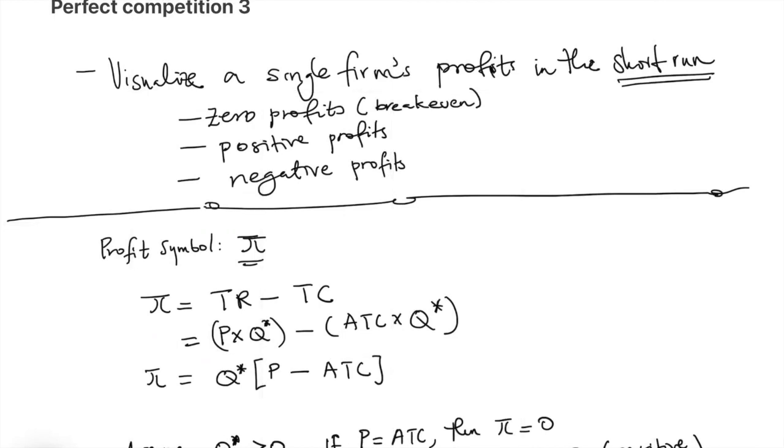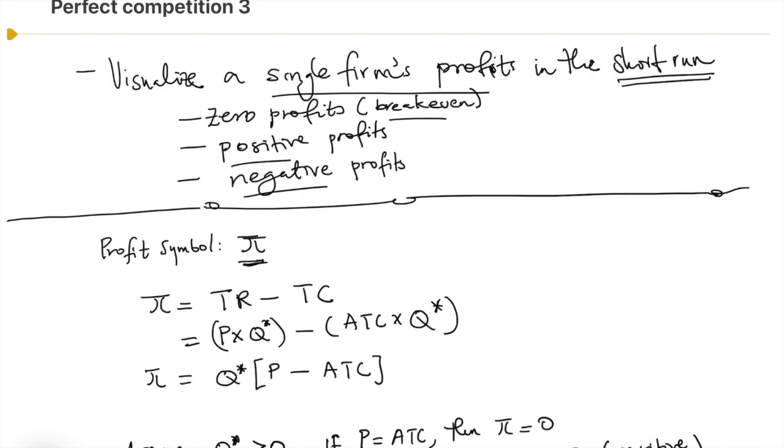Hello again. We are continuing through perfect competition. For today, we will visualize a single firm's profit in the short run. We'll look at zero profits, positive profits, and negative profits. Zero profits, by the way, is also called break even.